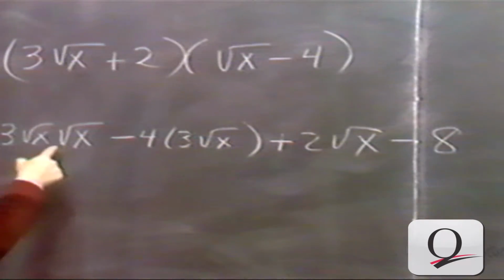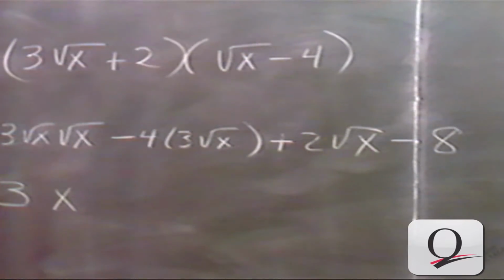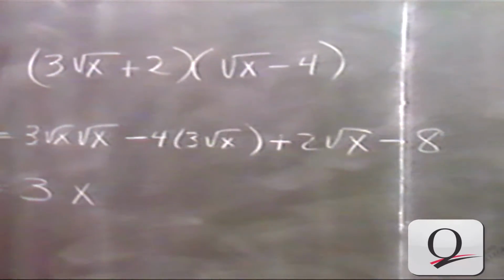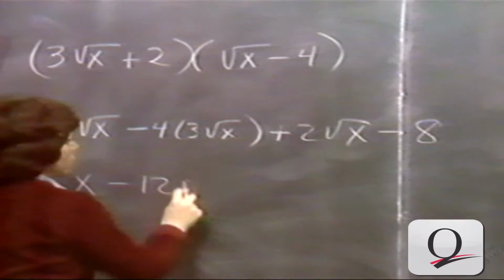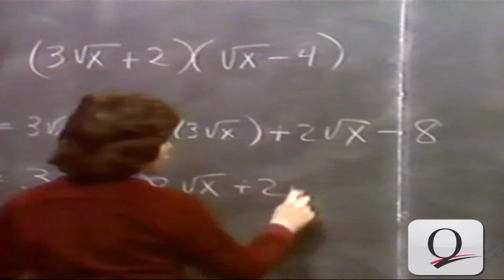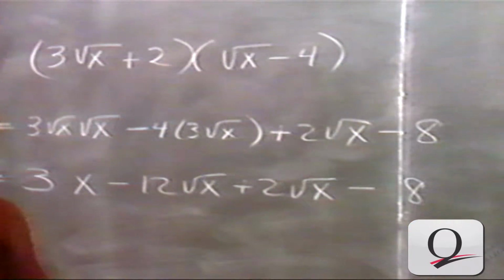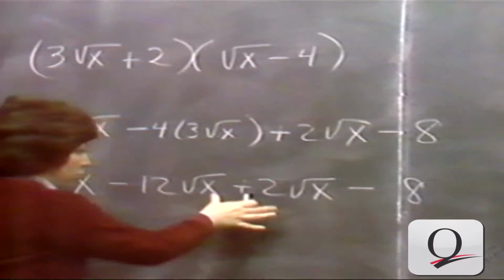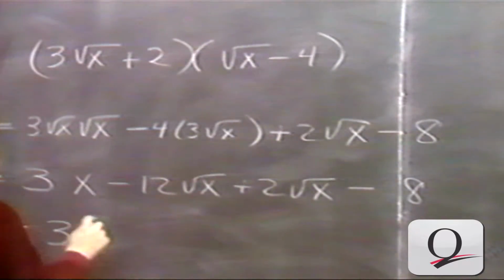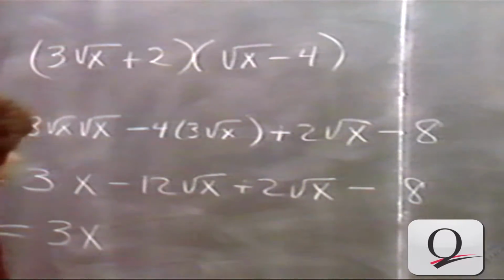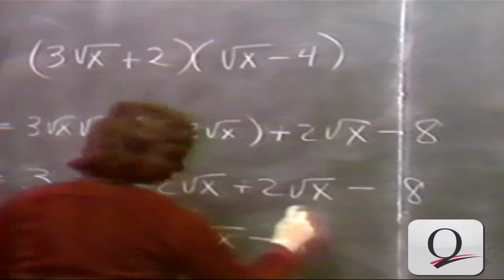Now, 3 the square root of x times the square root of x, that's 3 times x. The square root of x times the square root of x is just x. Once again, x is always considered here to be a positive number. Minus 12 the square root of x plus 2 the square root of x minus 8. Giving us, after we combine these two middle terms, because they both involve the square root of x, 3x minus 12 the square root of x plus 2 the square root of x is minus 10 the square root of x minus 8.